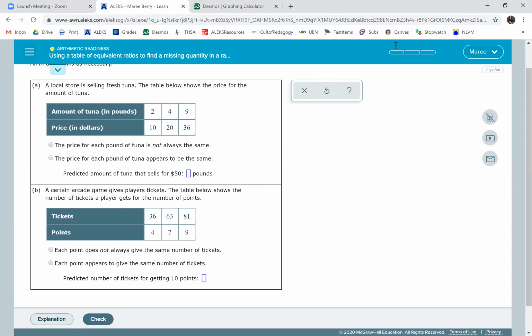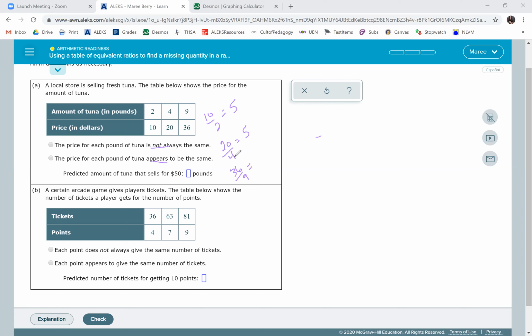So local stores are selling fresh tuna. The table below shows the price for the amount of tuna. Okay, so we want to know, is each pound of tuna not always the same, or does it appear to be the same? So we're going to do 10 divided by 2 to get 5. So that's like $5 per pound. Is 20 divided by 4 also 5? And is 36 divided by 9?